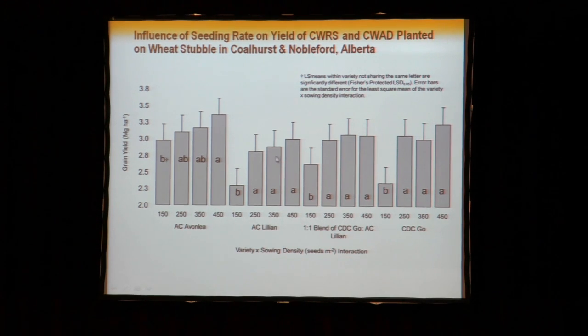But keeping in mind, this is where you have to sort of show some restraint with Lillian. If you want to have solid stems, you do not want to go any higher than this 250, 350 range, and be probably pulling back your nitrogen a little bit.